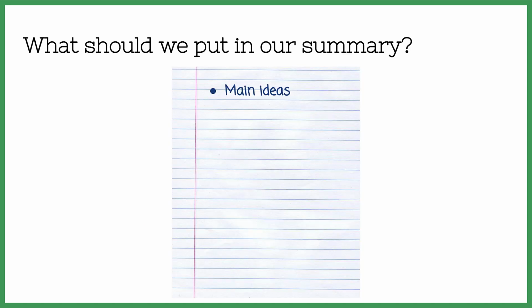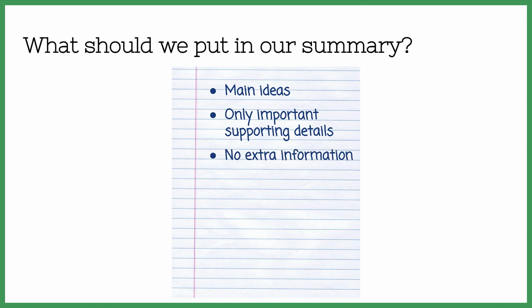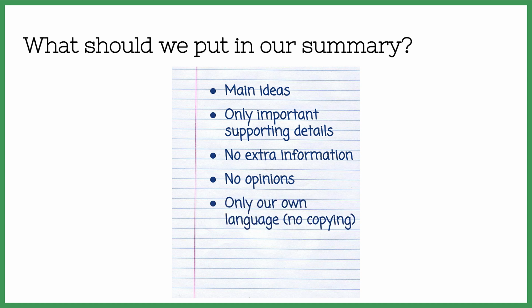What should we put in our summary? Well, you should put main ideas, only important supporting details. That requires thinking carefully about what's important and what's not. This is a great thinking skill. Don't include any extra information, small details, or things that are not important. Don't include any opinions. This is not a place for you to write about your opinions. You can write about the author's opinions and conclusions, but this isn't a place for you to write your opinions. And only use your own language, so no copying from the text. If you've done a good job of annotating, note-taking, and outline, then this will be easy for you.